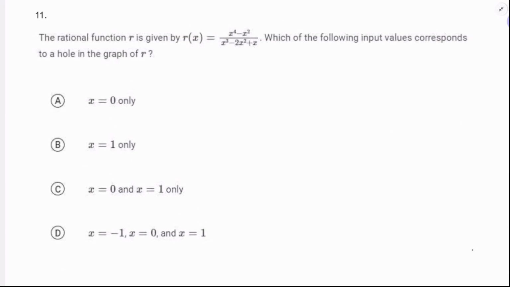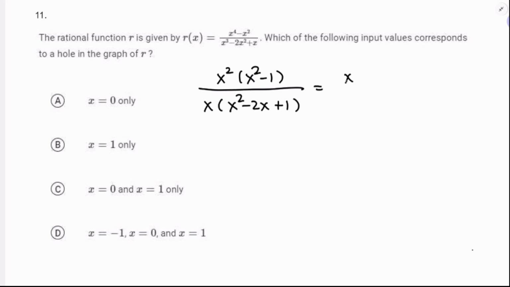The rational function r is given by this formula. Which of the following input values corresponds to a hole in the graph of r? Okay, we need to factor it, find the common factors, and cancel those off. I'm factoring out an x squared, and I'm left with an x squared minus 1, so I'm going to be able to keep going. Factor out an x, left with x squared minus 2x plus 1.